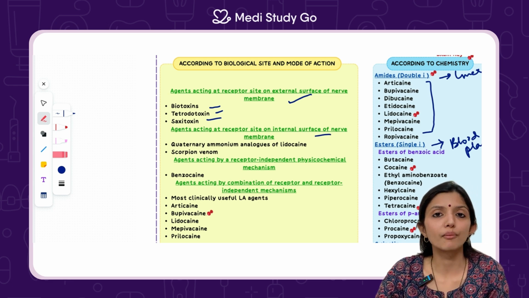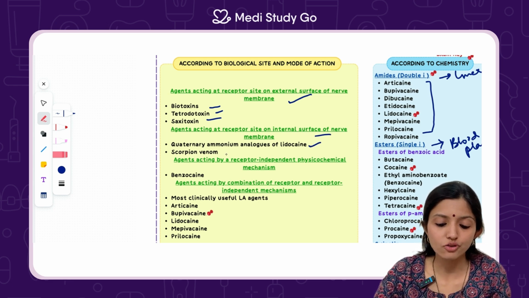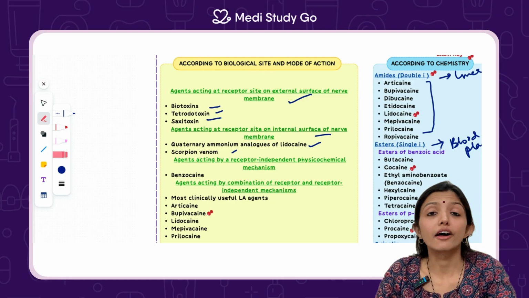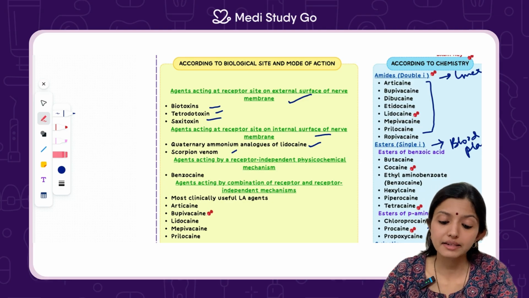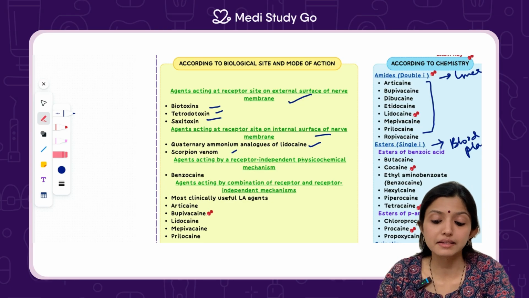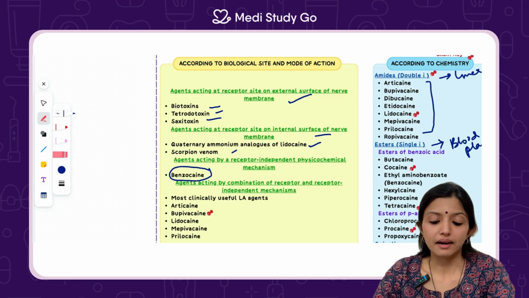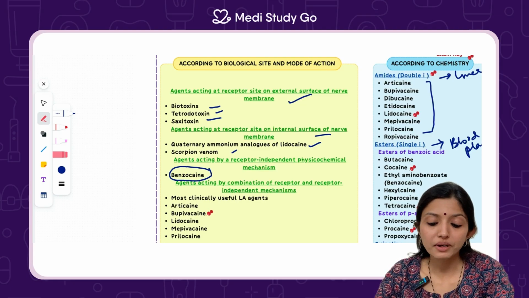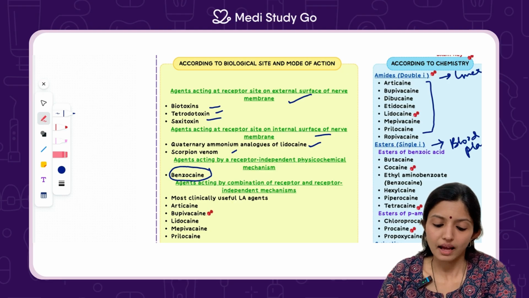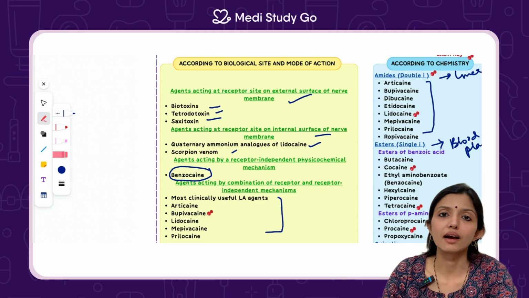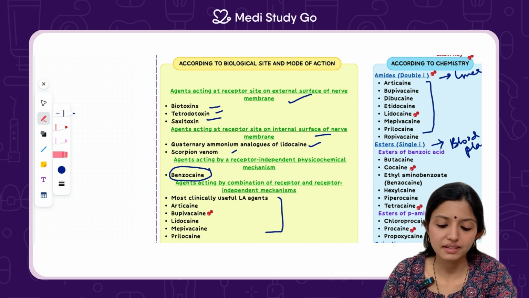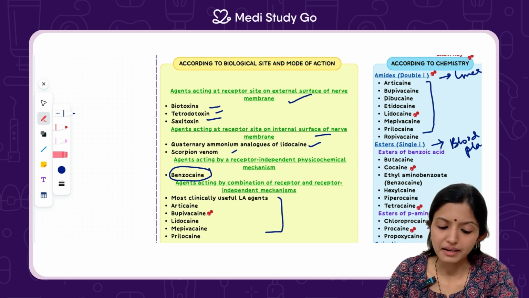They are quaternary ammonium analogues of lidocaine and your scorpion venom. There are also some agents which may act by a receptor independent physiochemical mechanism, that is solely your benzocaine. There are other agents which act by a combination of receptor and receptor independent mechanisms, and these are explained by your basic LAs, which are categorized based on your chemistry, that is your esters and amides.